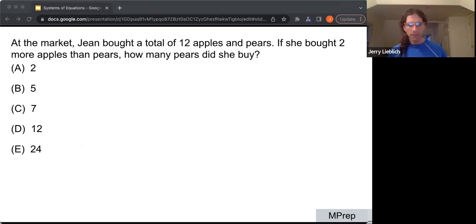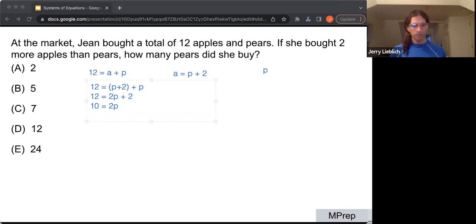Okay, send me your answer if you haven't already. So we've got a total of 12 apples and pears. And she bought 2 more apples than pears. So there's more apples than pears, which means we've got to add to the pears to make them equal. We're looking for the pears. We've already got a nice substitution set up right here. Combine our terms. Subtract 2 from both sides. Divide by 2. And we get choice B. All right. Let's try upping the difficulty a little bit here.